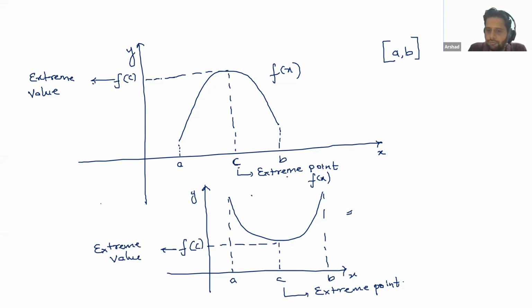Similarly, if we check this graph, at this point the function has the minimum value. So this point is called the extreme point, and this value is called the extreme value. We say that a function has an extreme value when there exists a point c such that at that point the function has a maximum or a minimum value.